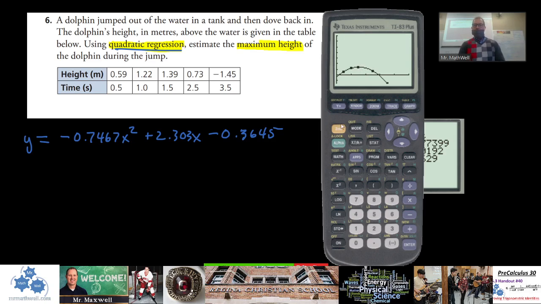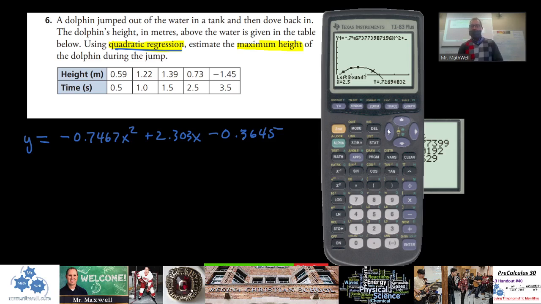So we're going to do second function trace, which is the calculate menu. And we're going to look for maximum. You see number 4 there? Maximum. So I'm going to hit number 4. And then this screen's going to come up. So just like we did for the x-intercept, we're going to do the same thing for the max.